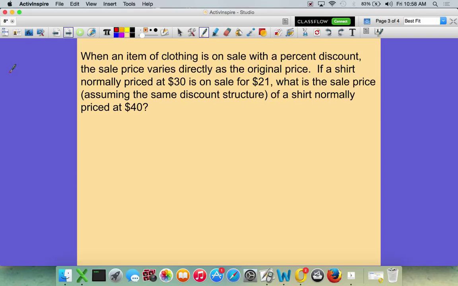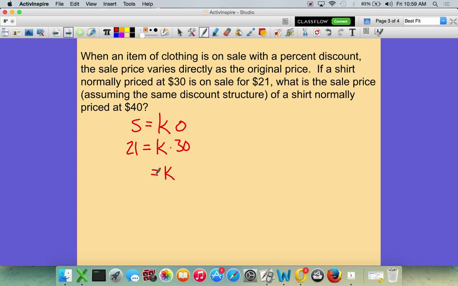Alright, next one. When an item of clothing is on sale with a % discount, sale price varies directly as the original price. So, once again, equation S equals K times the original, that's an O there. If a shirt normally priced at $30 is on sale for 21, if I'm gonna do it this way, I would have 21 equals K times 30. Solve my equation for K.